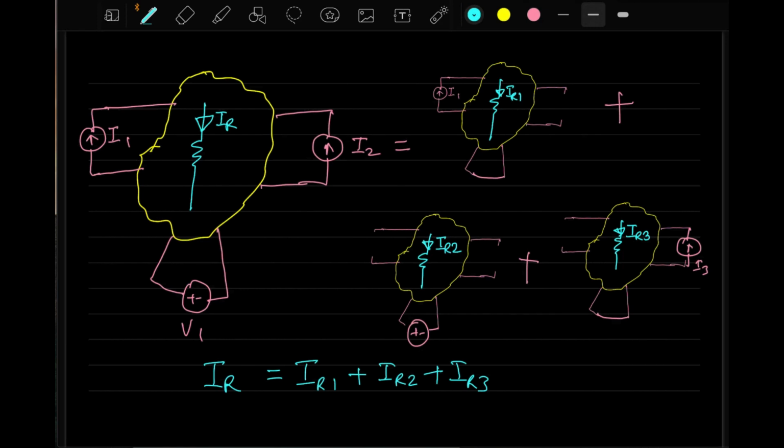So this is basically the concept of superposition, where if you have multiple current sources and voltage sources, you activate one of them at a time and short and open the other ones, and do it repeatedly for all the current sources and voltage sources. Wherever you are asked to calculate the current, you calculate the current in that branch, and finally you add up all the currents to get the final current.